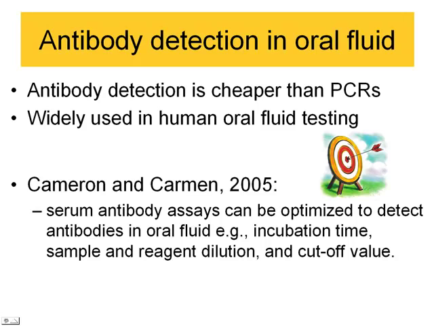So in the literature, most of the human research deals with antibody detection. And then a recent publication from the human literature says that most of our assays can be optimized for oral fluids. So basically, now we know that we had a lot of work to do to get these diagnostic tests up online and optimized for oral fluid, and that's where we are at the moment.